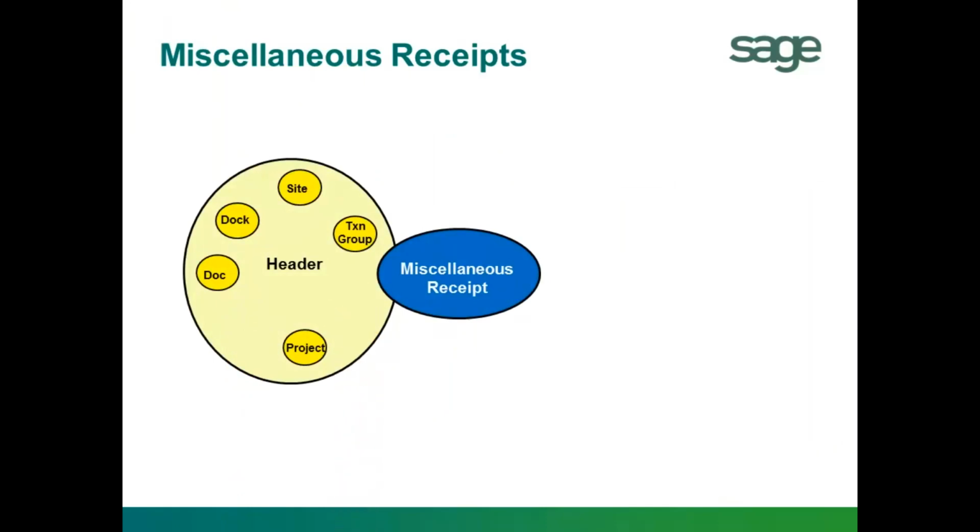Using this function, you can receive into stock using a location of the type waiting to put away. This stock will later be put away into the final location via the put away plan.